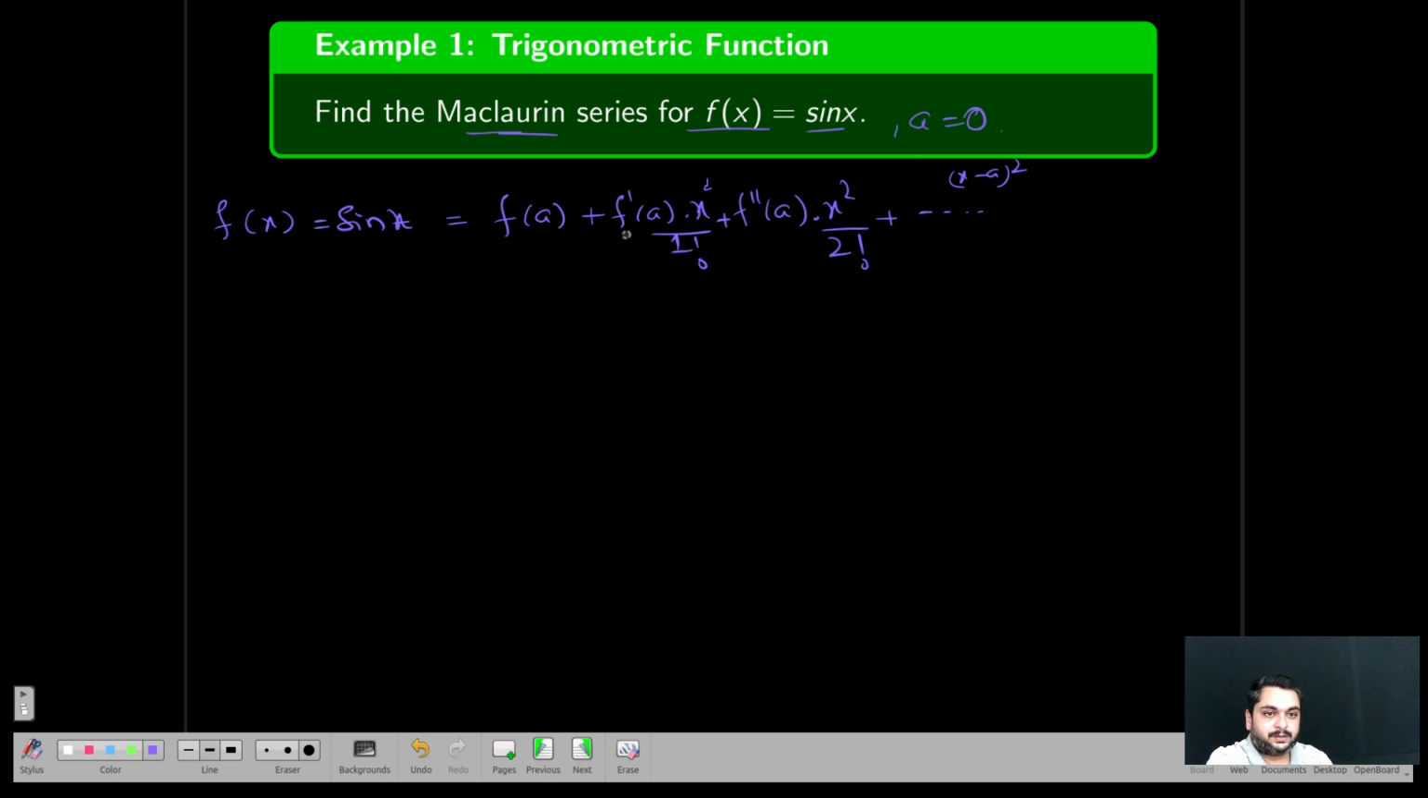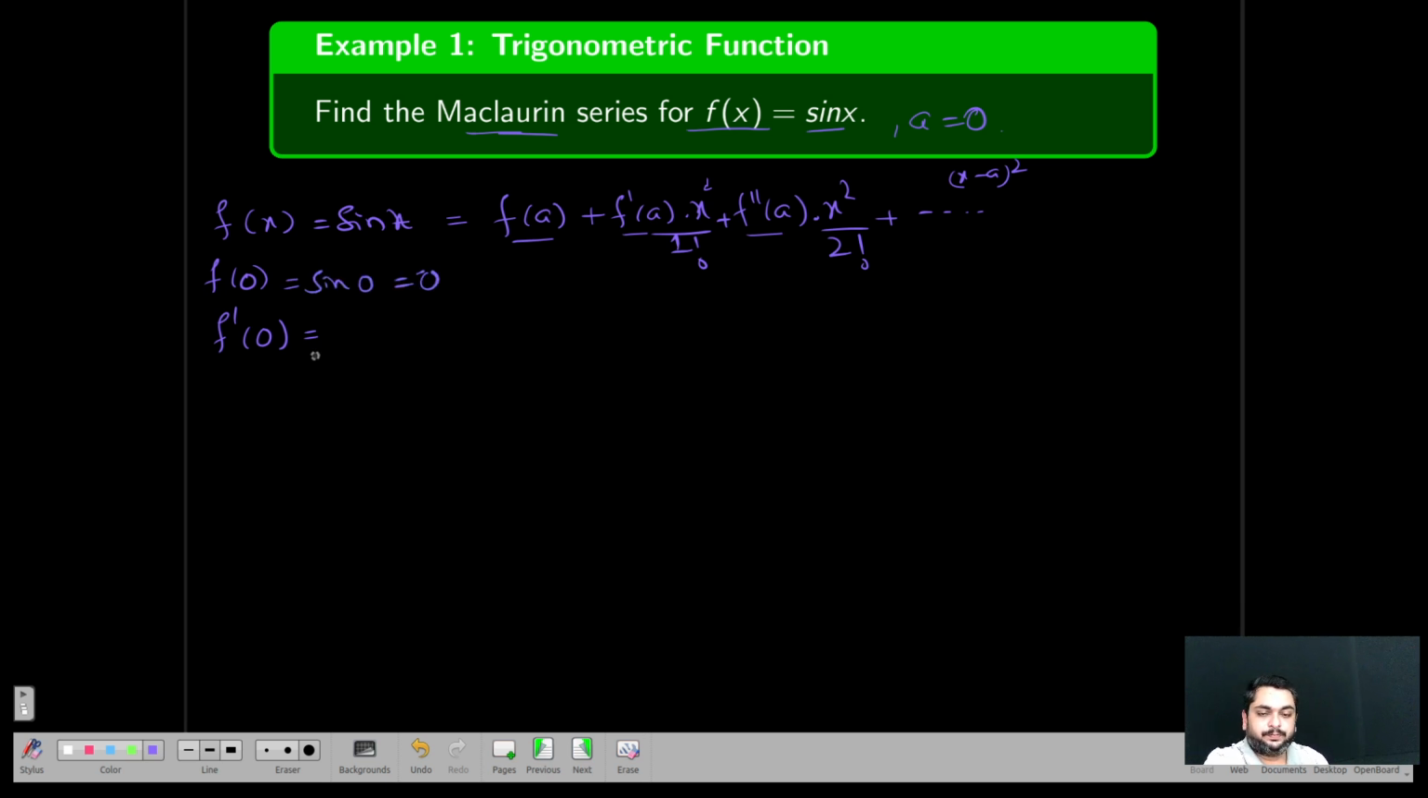Now first you have to find f dash of a, f double dash of a, and so on. How many terms do you want? So many terms you have to find the differentiation. First, let us find f of a, f of 0, that is this first term. So this is equal to sine of 0.